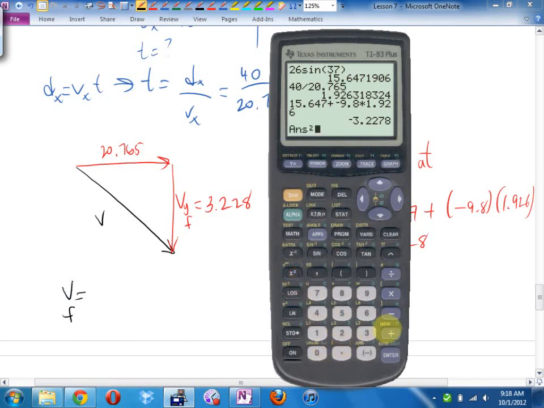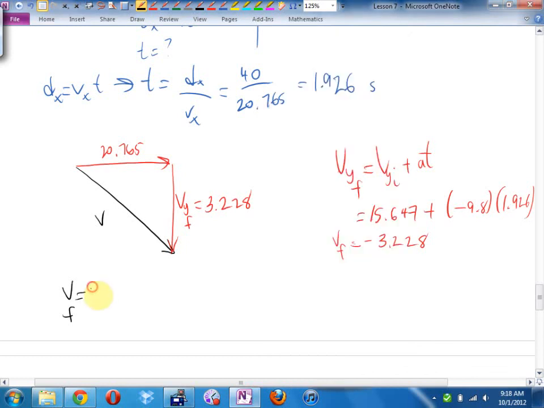3.228 squared plus 20.765 squared, square root, 21.0, I guess. Tangent theta is opposite over adjacent.